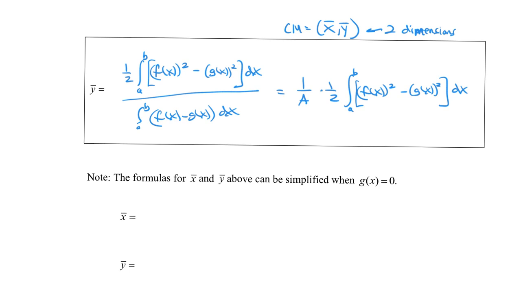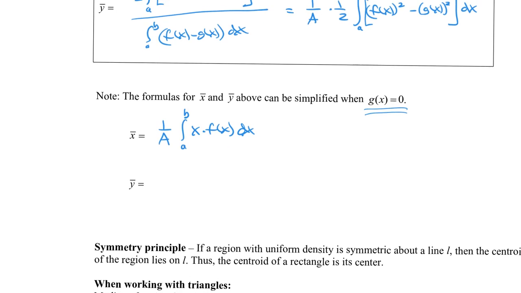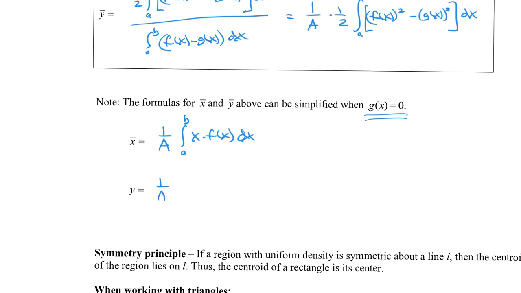And then we can simplify both of these when g of x equals 0. Then they just simplify. There's basically only one function. So when that happens, x bar would be 1 over the area, right? 1 over the area. And then a to b, x times f of x dx. And y bar would be 1 over A times 1/2 the integral from a to b of f of x squared dx. And then these areas we would just integrate underneath the curve between A and B, okay?